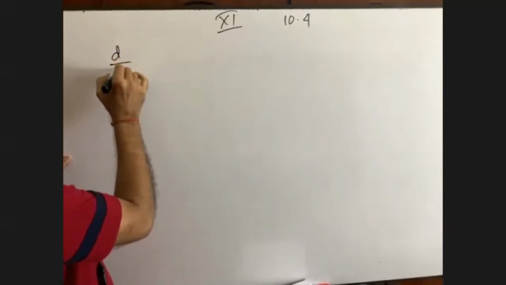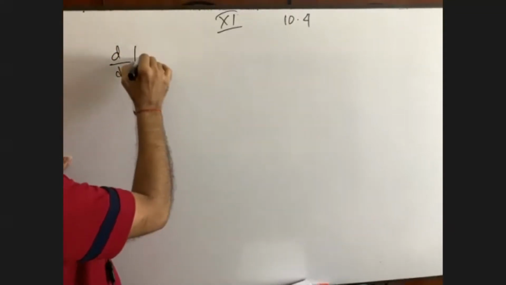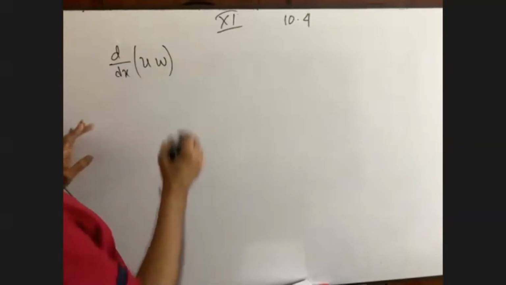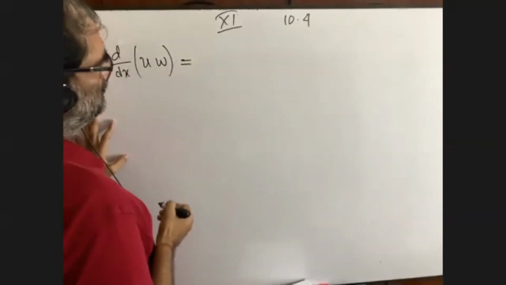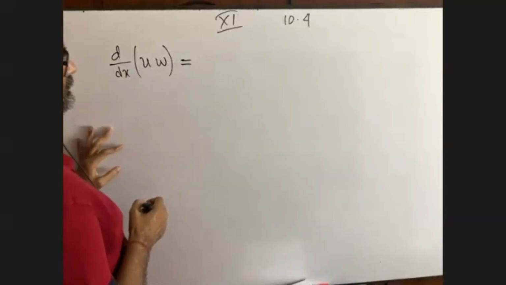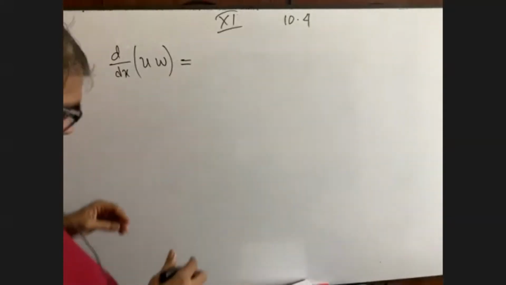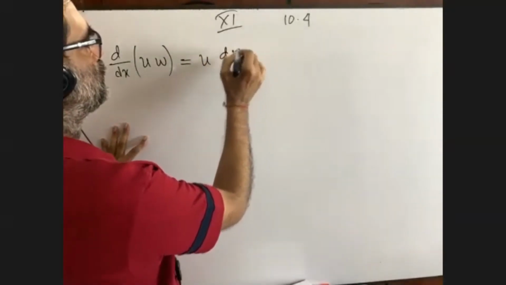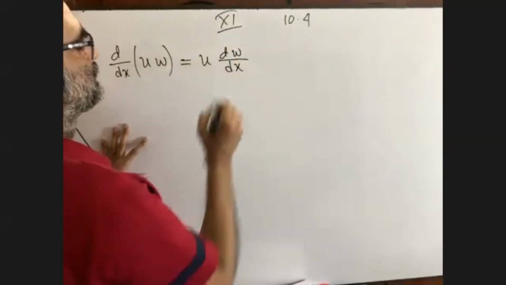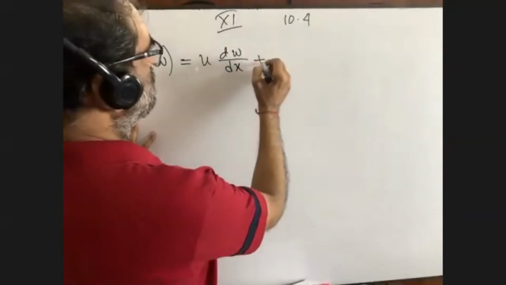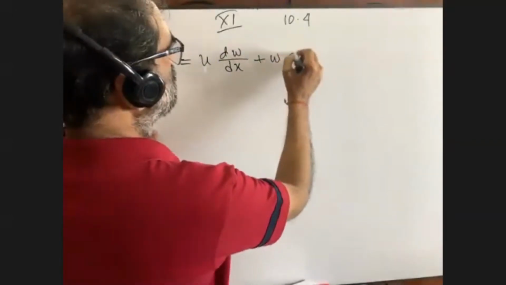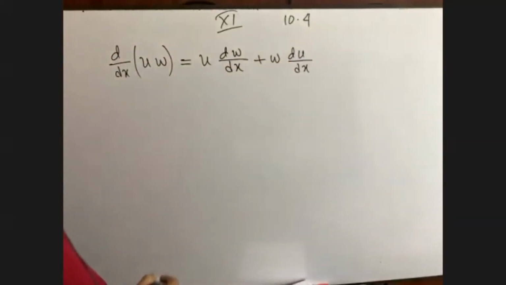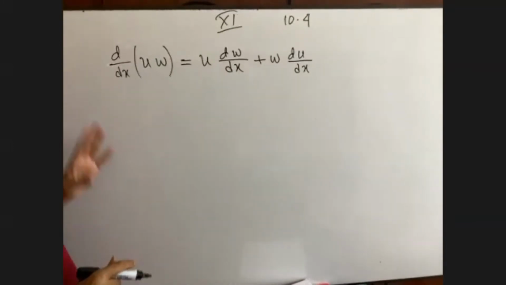d by dx of u w. Can you let me know what the formula is? It is equal to what? Let me know. What is the formula? u dw by dx, right, plus w du by dx. Write it down. I think all of you know it, right?